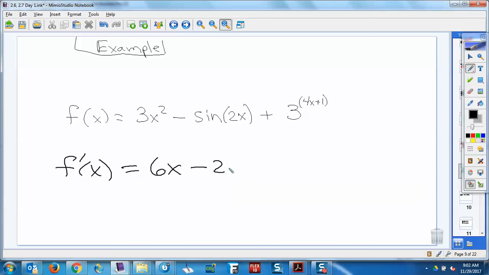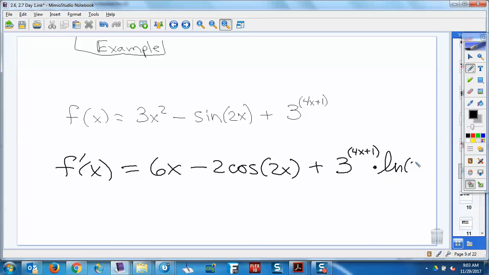Minus 2 cosine 2x, right? Derivative of sine is cosine. Leave the inside alone. Kick out the 2. Plus 3 to the 4x plus 1. Now, I put parentheses around that to emphasize that that's the inside, but a lot of times there would not be parentheses around that, right? But you understand that's the inside of that function. Is that it?